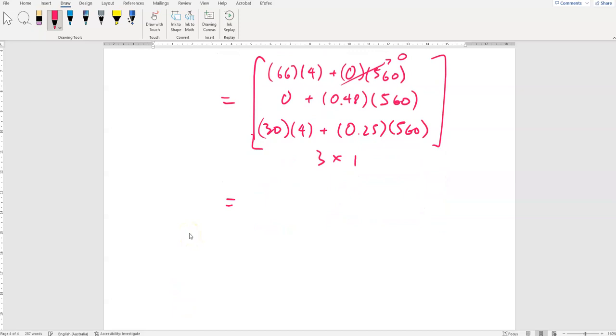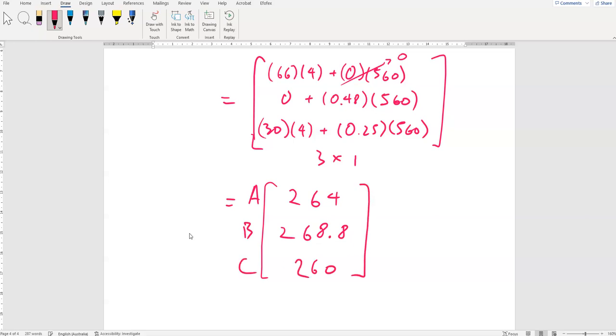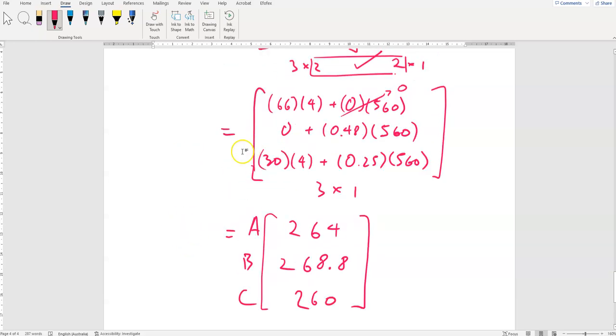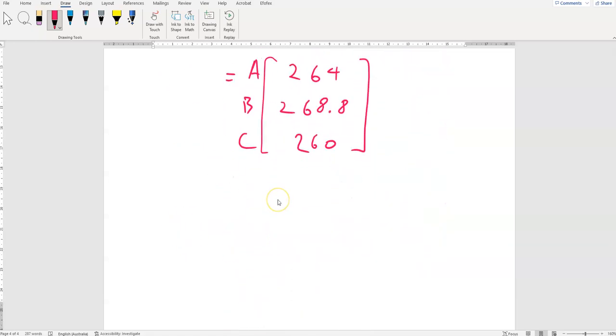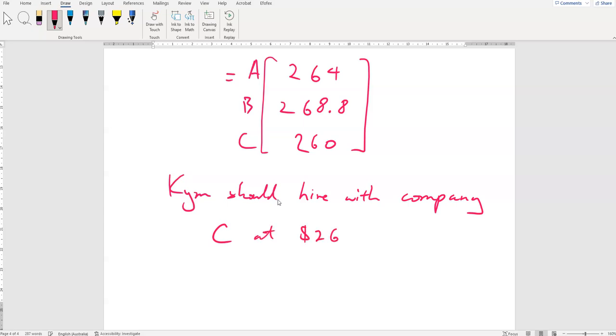If you tally up all the numbers, you should get, I think, $264 for company A, $268.80 for company B, and the last one is $260 for company C. In other words, which company is cheapest? So state the cheapest one. So you can say Kim should hire with company C at $260.